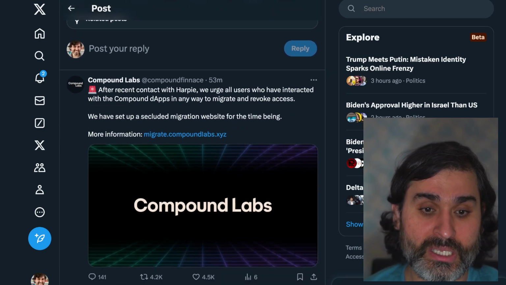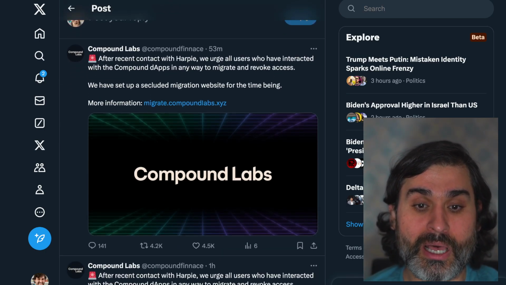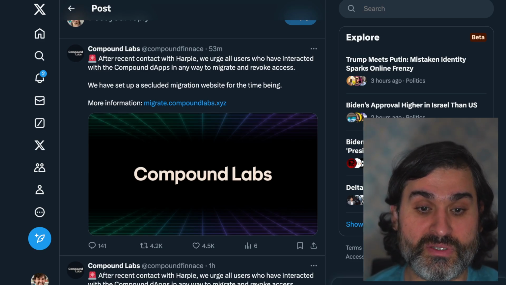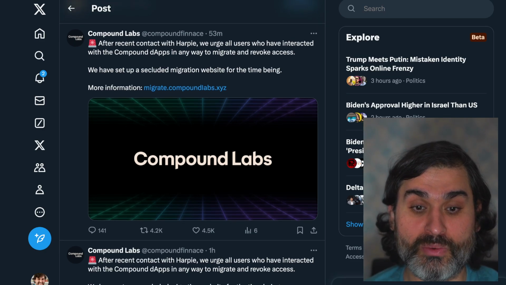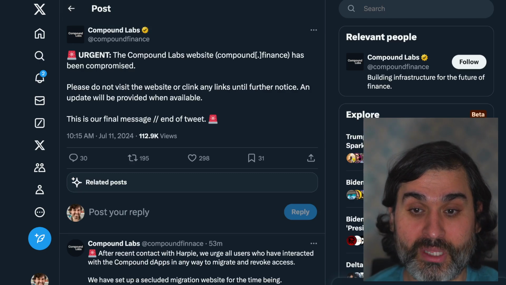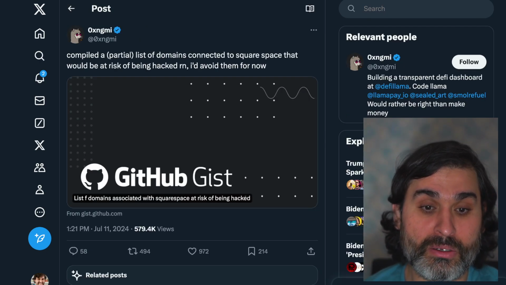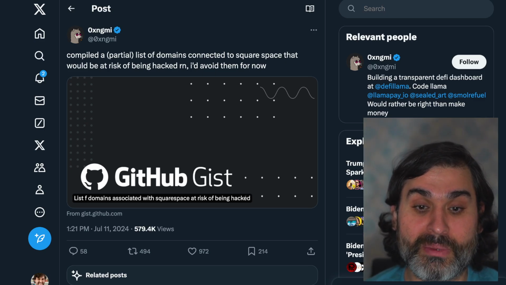And it says, after recent contact with Happy, we urge all users who have interacted with the Compound apps in any way to migrate and revoke access. So it says we've set up a secluded migration website for the time being. So they just wanted to make sure that everything was done. Here we had an update from 0x Not Gonna Make It, saying that Compound compiled a partial list of domains connected to Squarespace that would be at risk of being hacked right now. I'd avoid them for now.